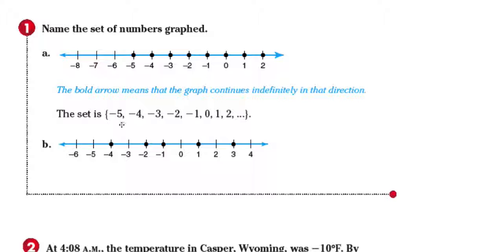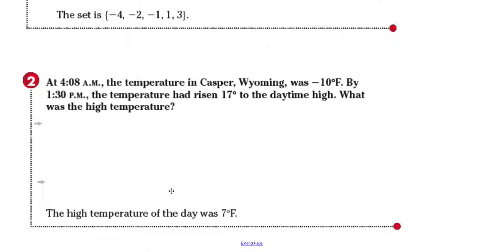Simply put, the set is -5, -4, -3, -2, -1, 0, 1, and 2. And if you look at letter B, again, you only want to include the numbers that have been graphed. So the set is -4, -2, 1, and 3. Okay, let's take a look at example 2.